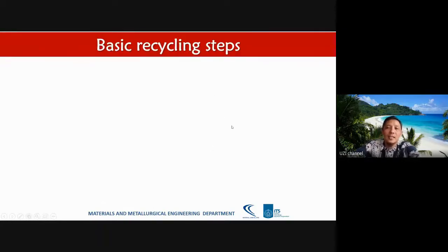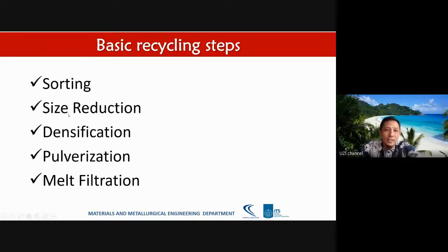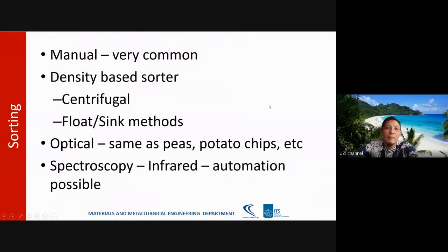The basic recycling steps are sorting, size reduction, densification, pulverization, and melt filtration. For sorting, it can be manual, which is very common, because sorting by humans is easier and cheaper than by machine. But we can also sort by machine, with centrifugal or flotation-based methods, and also by optical methods.